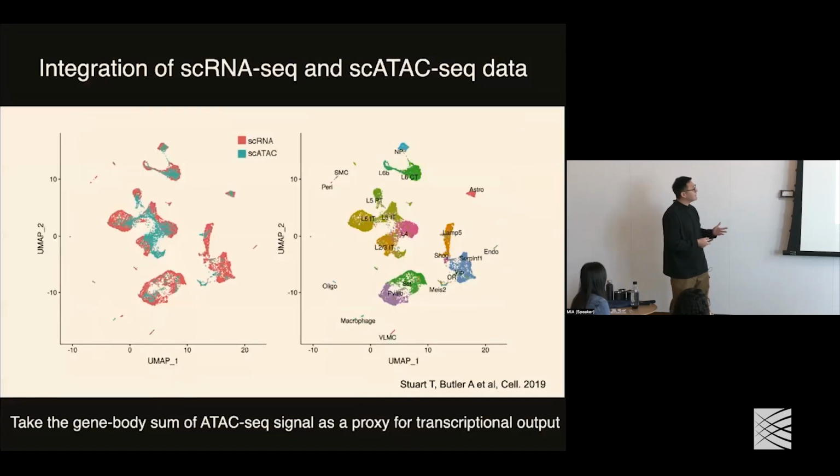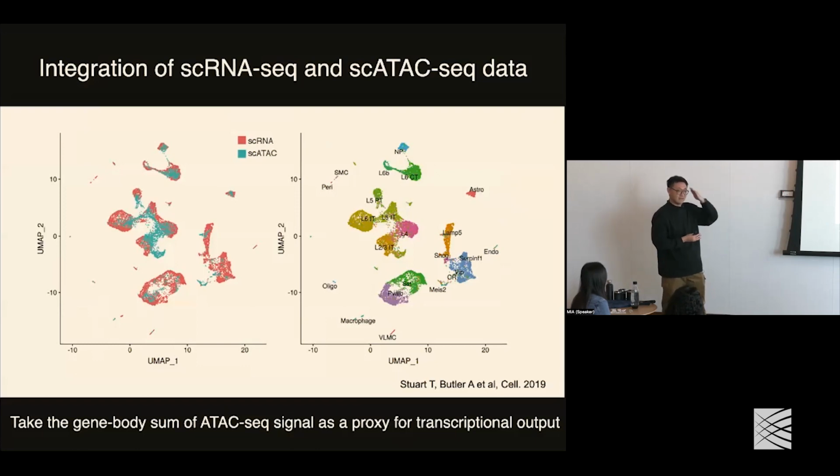And then you can see in Seurat v3, right? Tim Stuart from our lab figured out a way to map the single cell ATAC-seq onto the single cell RNA-seq. Basically, that just takes the gene body sum of the ATAC signal as a proxy for the transcription output, like the gene activity score. Then they are in the same space, then they can put them together.